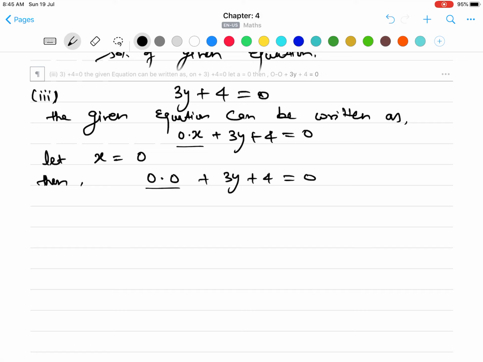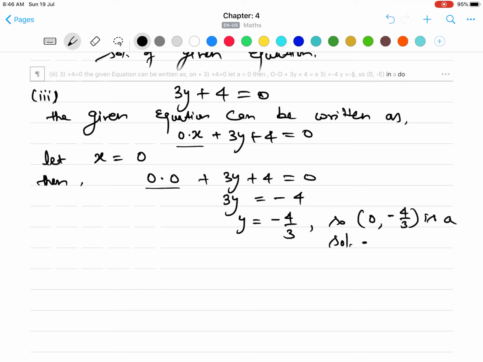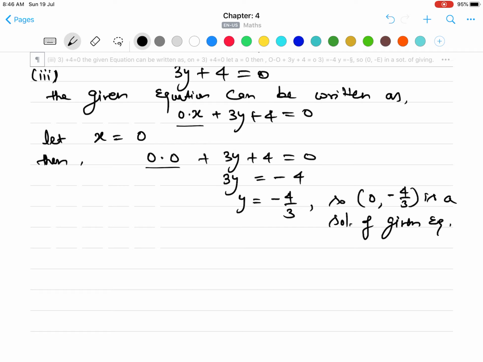So this 0 into 0 will again result in 0, so we'll remain with 3y, and this plus 4 shifted to the right hand side will be minus 4. So y will be equal to minus 4 by 3. Okay, so the solution x is 0 and y is minus 4 by 3 is a solution of the given equation.